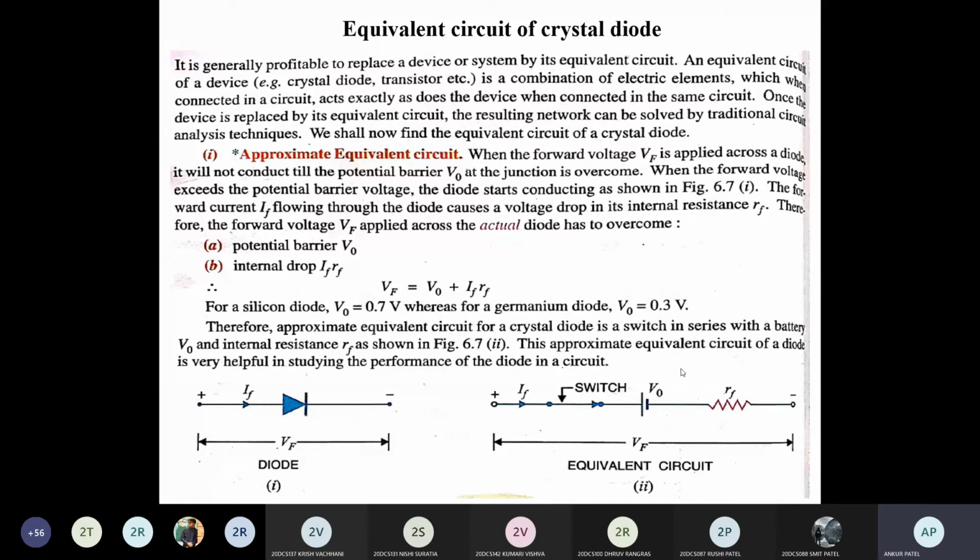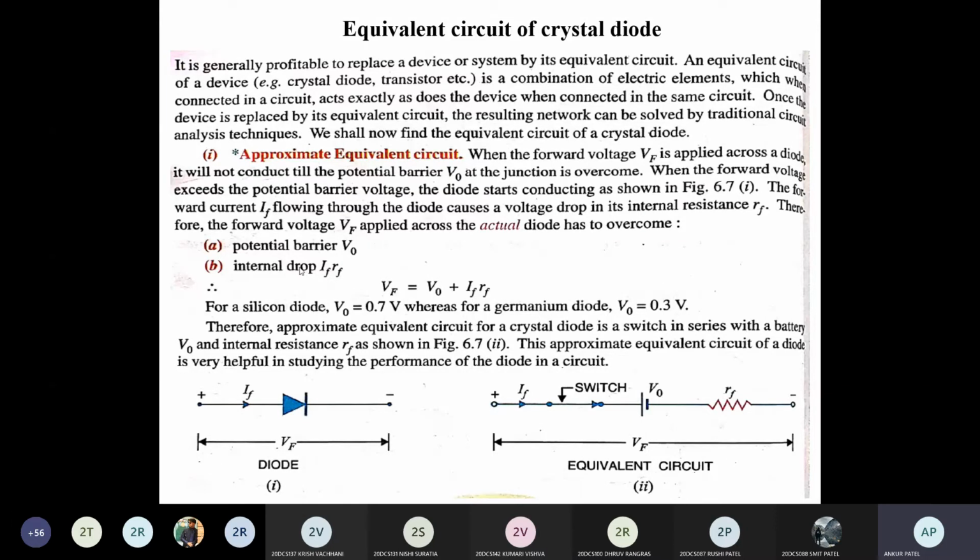After the breaking of the depletion layer, this diode acts as forward biased, and there is transfer of electrons and holes. So in the internal equivalent circuit of the diode, we have this IF, this potential barrier V0, and this forward resistance of the diode RF. So this is your whole VF. VF is nothing but V0 plus IF into RF.